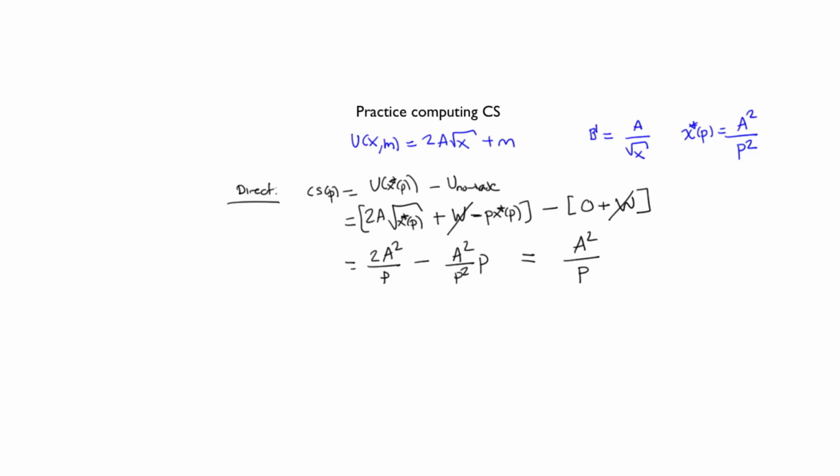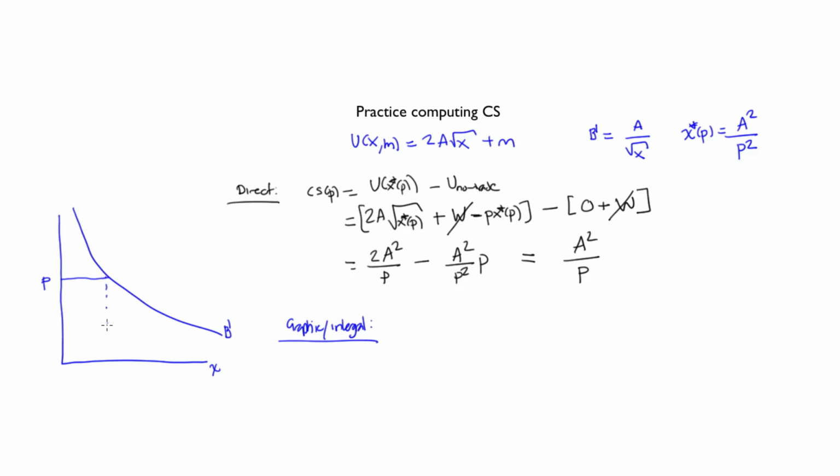Now, let's compute the consumer surplus using the graphical or integral approach. These are equivalent, as we have seen. And to remind you, think of the plot that has x here, has the marginal curve here, and at any price p, we know that the amount that we're going to demand is x star of p, and this is going to be equal to a squared over p squared. Now, we know that the consumer surplus is going to be given by this area. We saw that before. So let's compute what that area is.